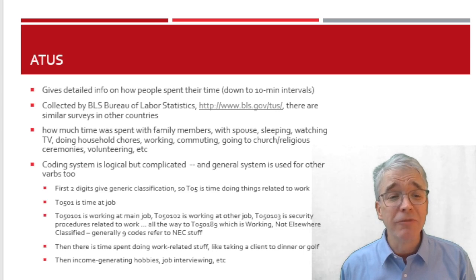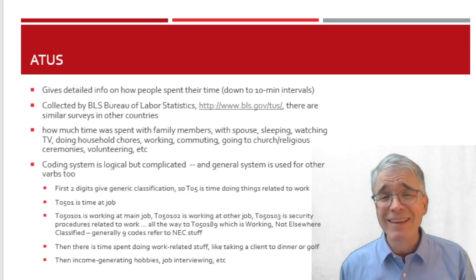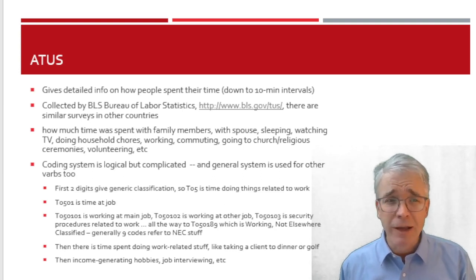These ATUS files give detailed information about how people spend their time in 10-minute intervals, collected by the Bureau of Labor Statistics. Other countries have similar data. You can look at how much time people spend with family members, with their spouse, how much time sleeping, watching TV, doing chores, working, volunteering, and much more. The coding system is quite logical, but quite complicated.